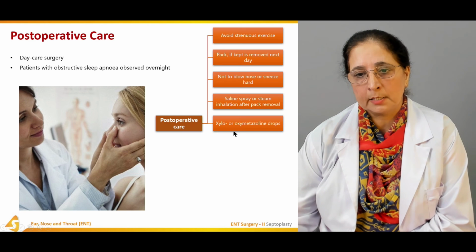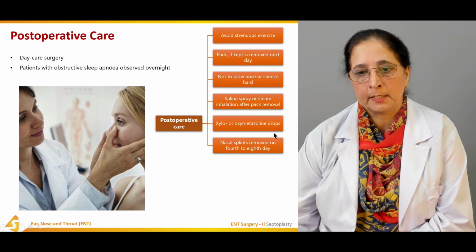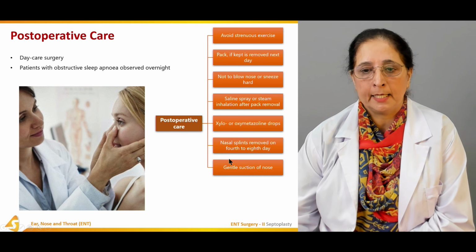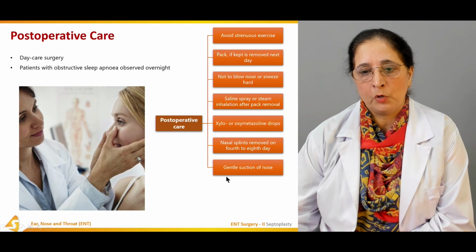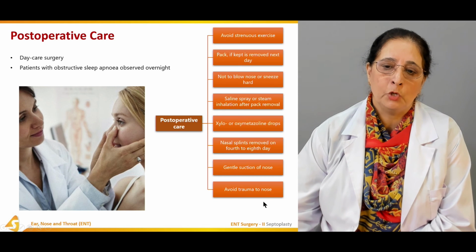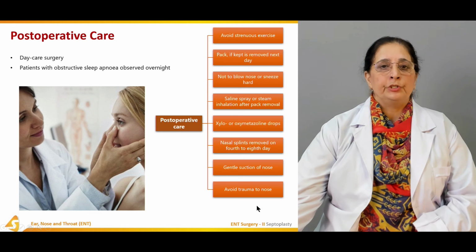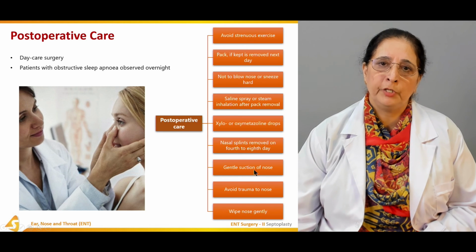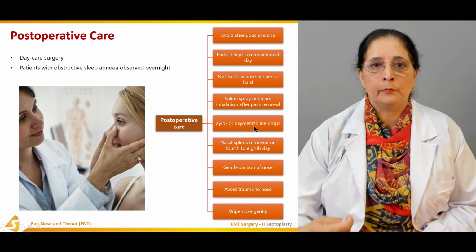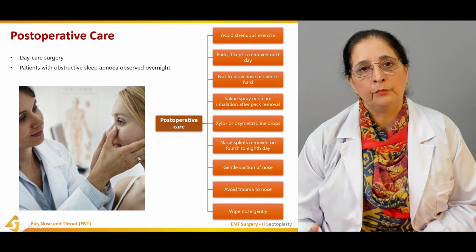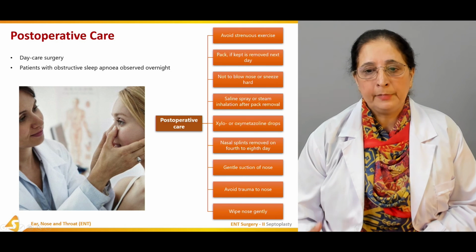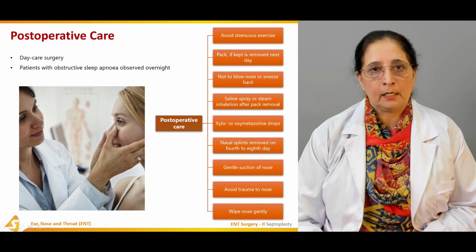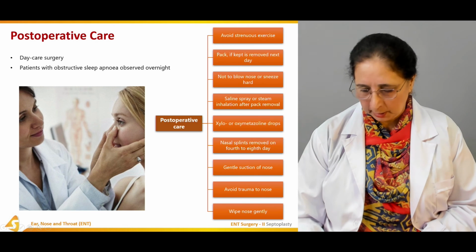Xylometazoline or oxymetazoline drops. Nasal splints are removed on the 4th to 8th day. Gentle suction of the nose, avoid trauma to the nose, and wipe the nose gently. So all these are common post-operative care measures that should be used. No forceful blowing of the nose, no forceful sneezing, wipe the nose gently, avoid any trauma to the nose.